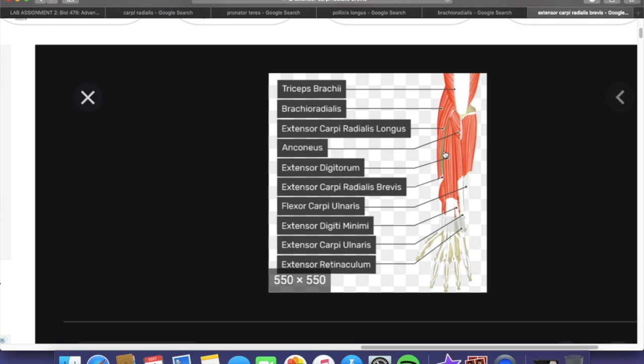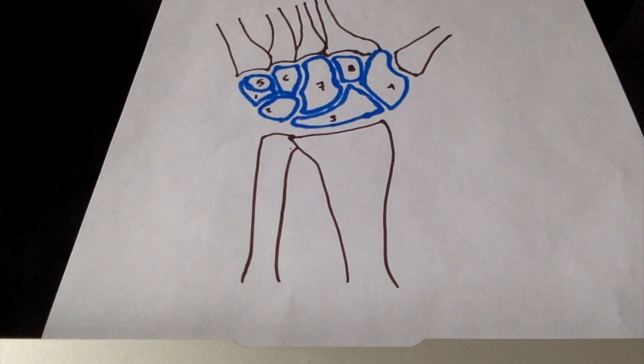Okay, and lastly, there's the extensor carpi radialis longus. It's this one. It's the most outermost one, and it is responsible for the abduction of the wrist. And it is also innervated by the radial nerve and supplied blood through the ulnar artery.